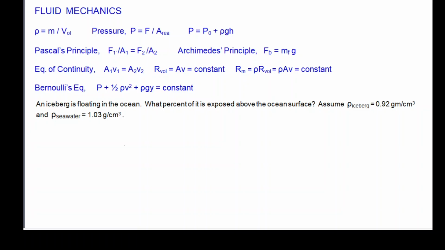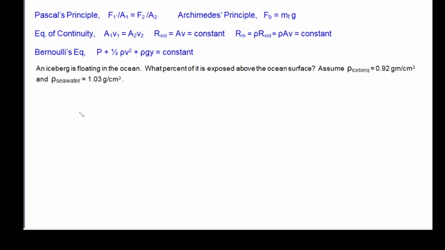Continuing with our problems. An iceberg is floating in the ocean. What percent of it is exposed above the ocean surface? Assume the density of the iceberg is 0.92 grams per centimeter cubed, and the density of seawater is 1.03 grams per centimeter cubed. So let us draw this.